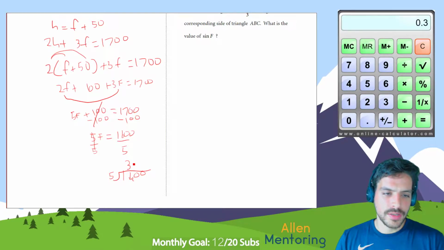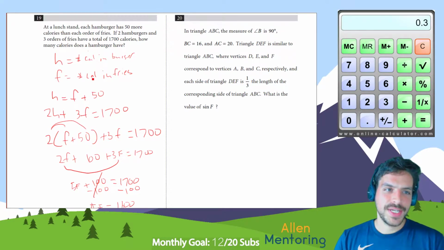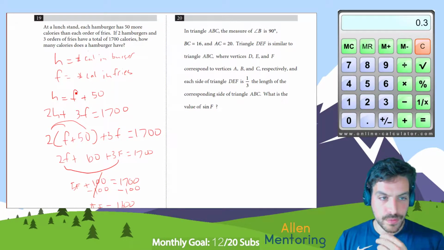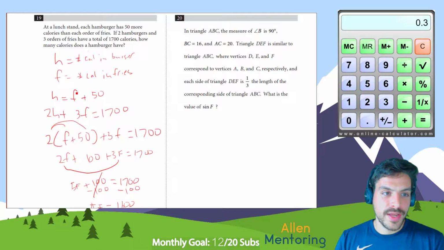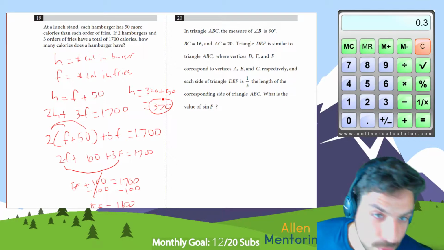5 goes into 10 twice. 0 is left over. 5 goes into 0 0 times. So 320 calories in fries. So we know that H is 50 more than that. So H is going to be equal to 320 plus 50, or 370 degrees. Very nice. All right, so we're almost done.